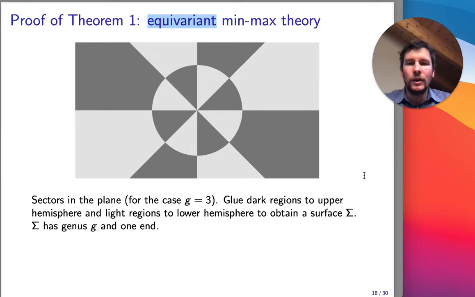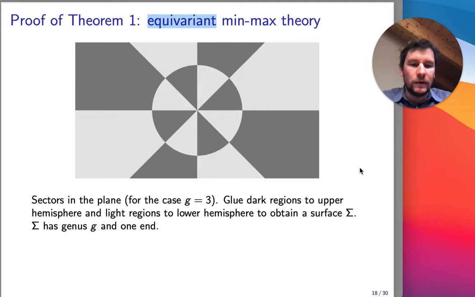Okay, so for higher genus, we always have 2g+1 outer regions and 2g+1 inner regions, and we cover them this way. And then we glue the dark regions to an upper hemisphere and the light regions to a lower hemisphere, and this way we obtain a surface sigma, but that's not yet smooth, so we slightly smoothen the edges that we have created this way. Okay, and that is our model sigma.